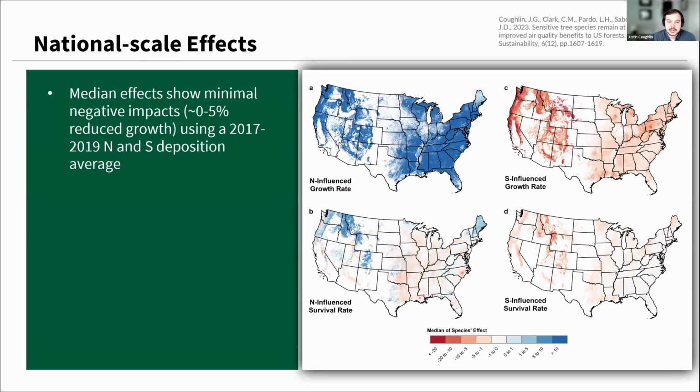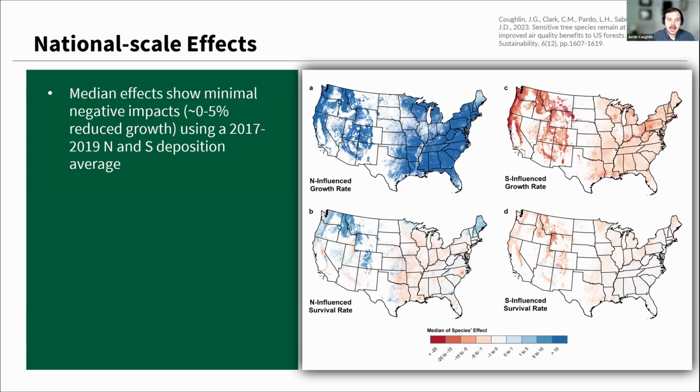When we look nationally, here we're looking at the median species effect for those four different endpoints. In all of the slides I'm going to walk through, nitrogen will be on the left, sulfur will be on the right, growth will be on the top, and survival will be on the bottom. Here we're looking at the median species effect to both growth rate as well as survival probability, and we're looking at 2017 through 2019 average nitrogen and sulfur deposition.